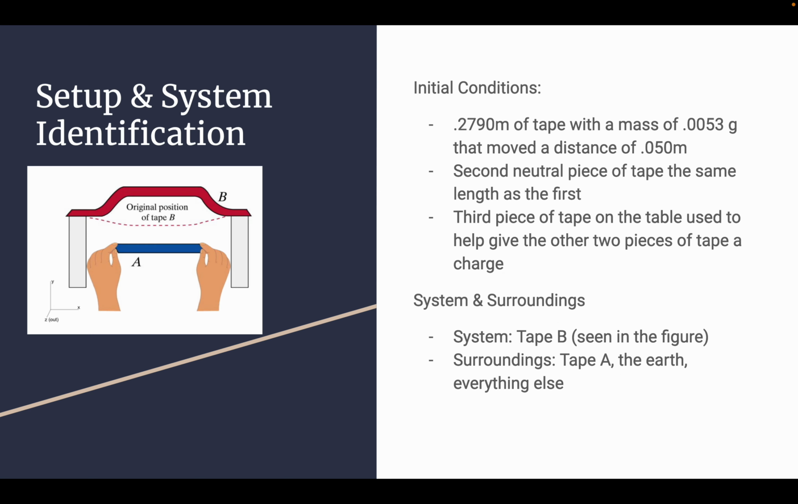Here are the initial conditions, with 0.279 meters of tape with a mass of 0.053, and it moved a distance of around 0.05 meters. There's a second piece of tape that is a little bit larger than the first, but close to the same length. The third piece of tape was on the table in order to help give the other two pieces of tape a charge. The system is tape B, as you can see in the figure, and the surroundings are tape A, the earth, and basically everything else.